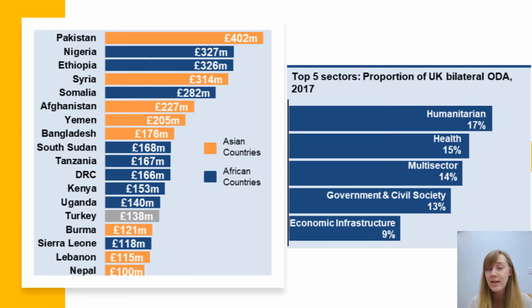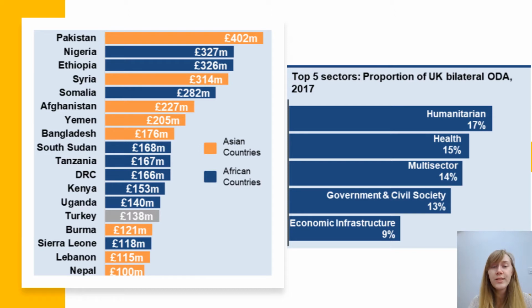So 17% of the money we gave as aid went to humanitarian. That's usually disaster relief. 15% went to disease, health, improving healthcare, training more doctors. 14% is multi-sector, so that covers lots of things, obviously. 13% was government and civil society, and 9% went to economic infrastructure. And by infrastructure, we mean things like railway lines, roads, buildings, so improving the infrastructure of a country. And economic infrastructure would be the money infrastructure, so the areas that help bring in more money.